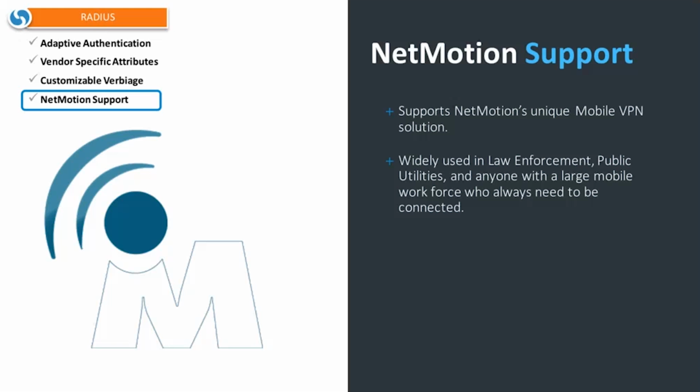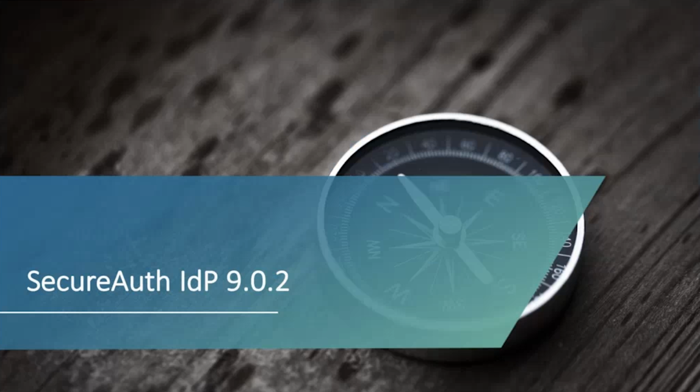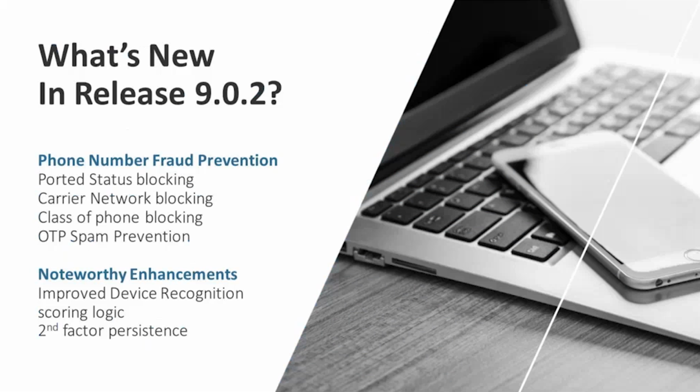They do allow us to increase the security around Radius authentication and allow us to do some deeper analytics around how our users are leveraging connections from the Radius server. Moving on to SecureAuth IdP 9.0.2, we're really excited about these features as well, specifically our phone number fraud prevention features we've added. We've also added some noteworthy enhancements around device recognition and second factor persistence, which I'll get to after the phone number fraud prevention items.